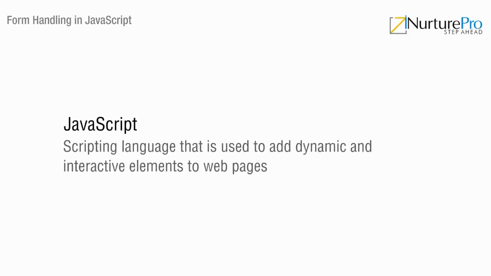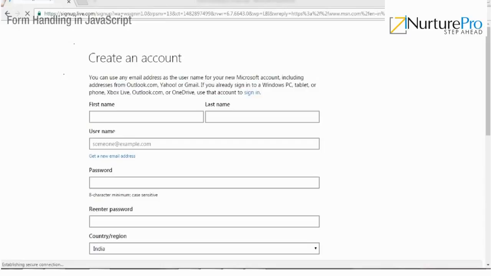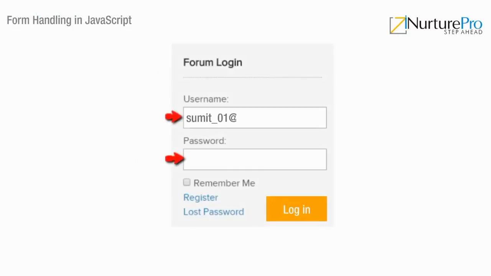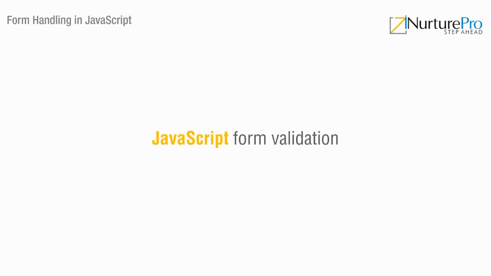JavaScript is a scripting language that is used to add dynamic and interactive elements to web pages. The main reason for the popularity of JavaScript is its built-in ability to work perfectly with forms. Let us consider that you have a forum on your website and you want the users to enter their email ID. The user may enter any character or numerical value in the given field. So, how will you verify the user details? This can be done by using JavaScript form validation.